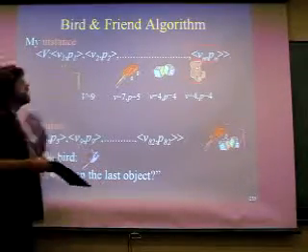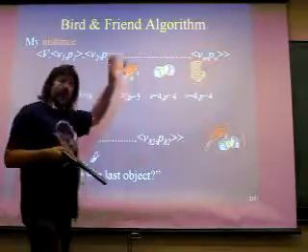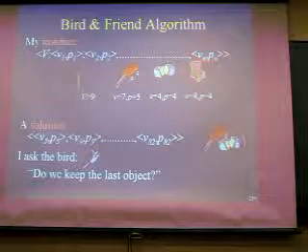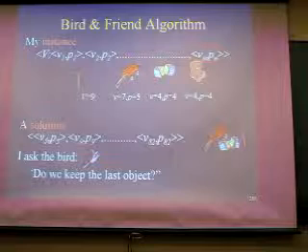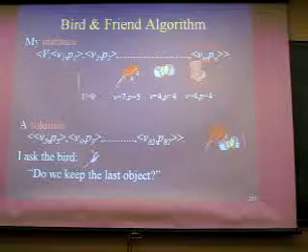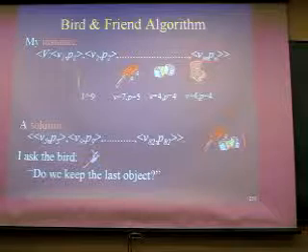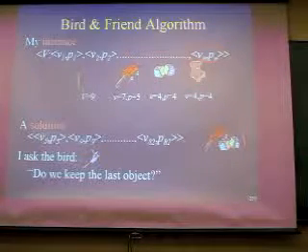But if she says, no, don't take the bear, right? Then we need to give the friend a sub-instance, right? What sub-instance do you give the friend? Everything but the bear. Everything but the bear, right? And the friend then gives us an answer. And what's our answer? It's his answer. Good, everybody got that?